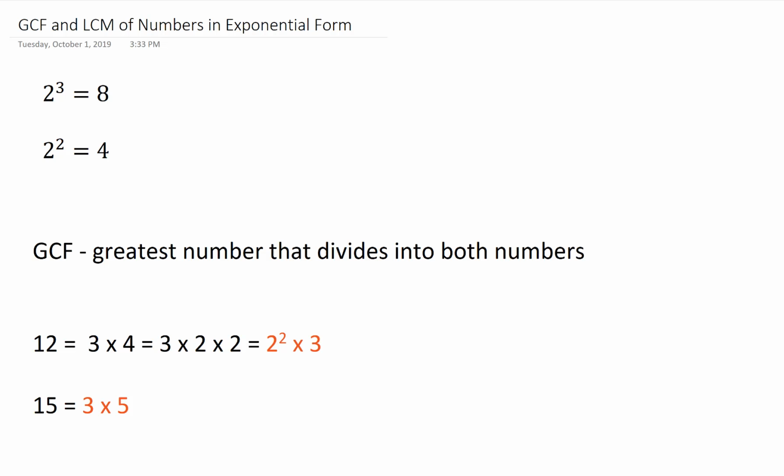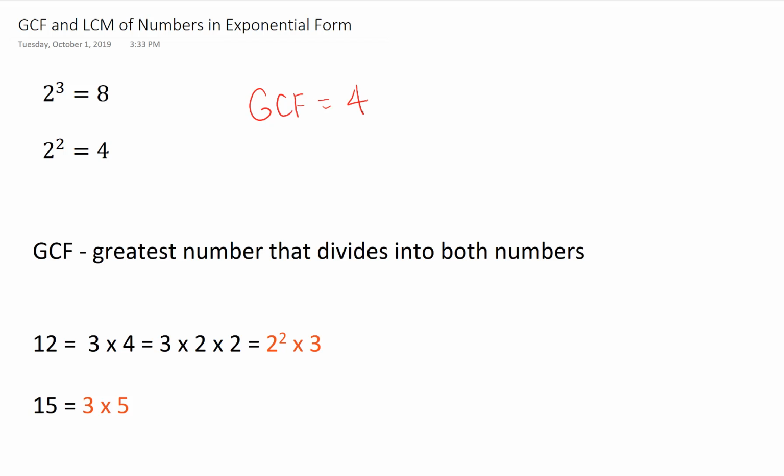Greatest common factor is the greatest number that divides into two or more numbers. So if we're looking at two numbers written in exponential form, like 2 cubed and 2 squared, we can think about what they actually mean. In this case, 8 and 4. And what we're asking ourselves is, what is the largest number that will go into or divide into both of those numbers? In this example, 4 would be the GCF because that's the biggest number that will go into both.